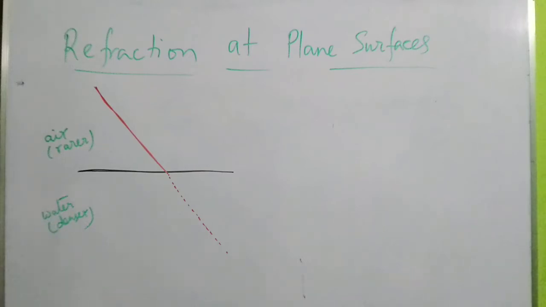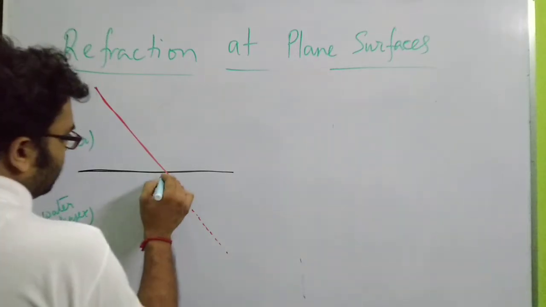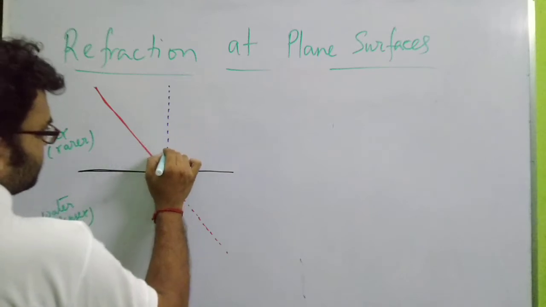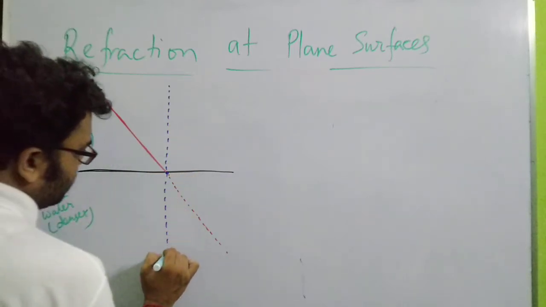Now, when the light is moving from air to water, what happens? The speed slows down, isn't it? Because water is a much denser medium, so the speed of light is less in water. Now, if I draw a normal at the point of incidence, this is the point of incidence. You have learned this in reflection also. So, if I draw a normal at the point of incidence, what will happen?